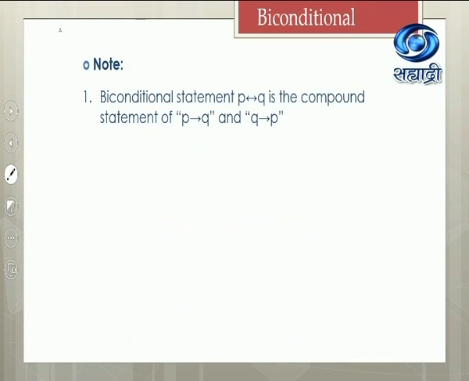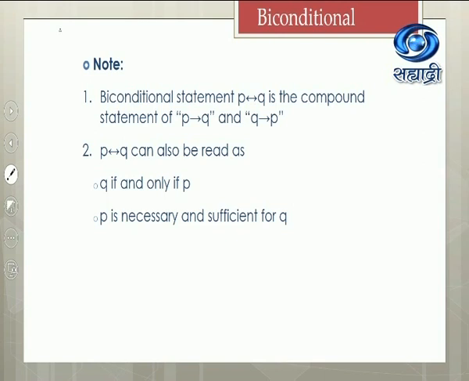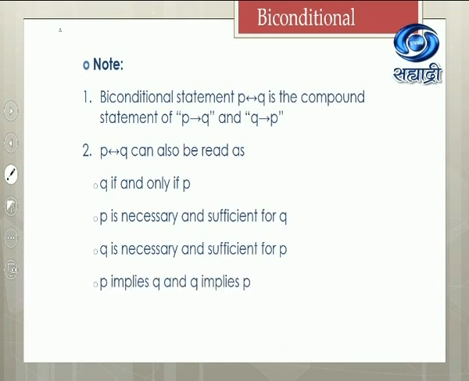Note that the biconditional statement P if and only if Q is the compound statement of P implies Q and Q implies P. So P implies Q and Q implies P. It is the compound statement. Remember that P if and only if Q can be read as Q if and only if P. So it is symmetric. P if and only if Q is the same as Q if and only if P. P is necessary and sufficient for Q. Q is necessary and sufficient for P. Both are necessary and sufficient conditions for each other. P implies Q and Q implies P. P implies and is implied by Q. So these are the various ways in which it can be read.